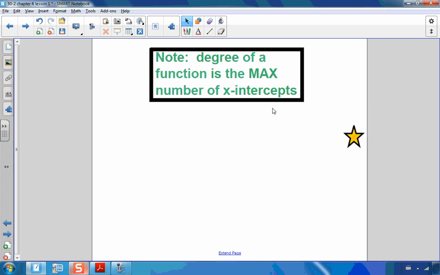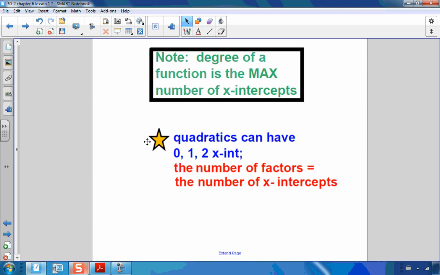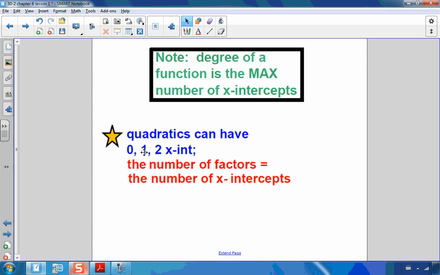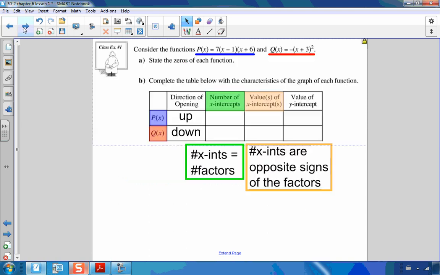As I mentioned before, the degree of a function is the maximum number of x-intercepts. So I can have 0, 1, or 2 x-intercepts, but the number of factors will be the number of x-intercepts.